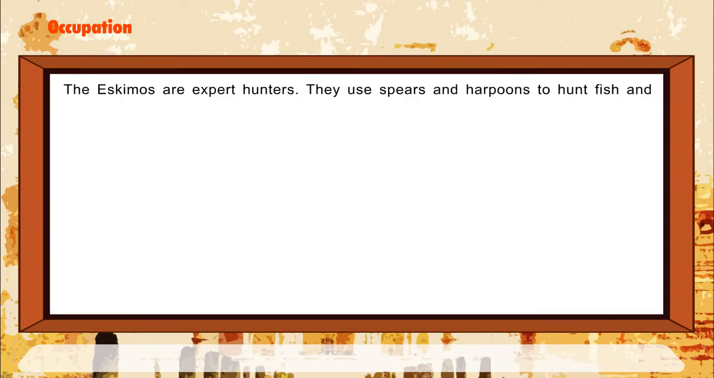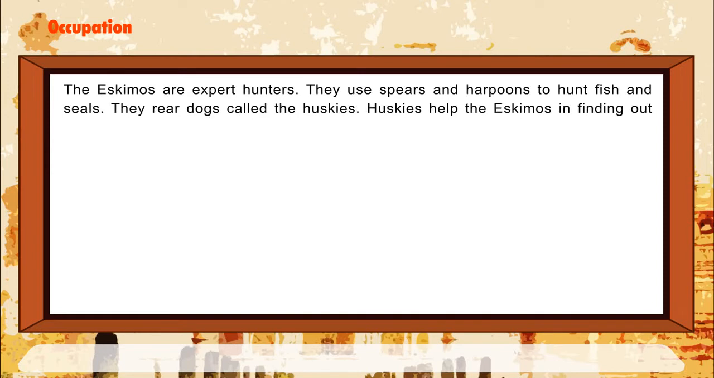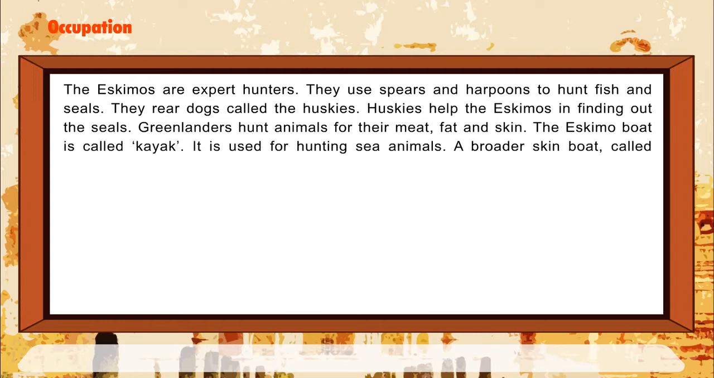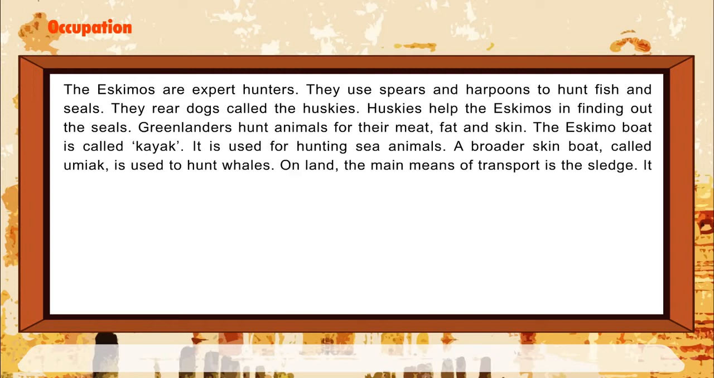Occupation. The Eskimos are expert hunters. They use spears and harpoons to hunt fish and seals. They rear dogs called huskies. Huskies help the Eskimos in finding the seals. Greenlanders hunt animals for their meat, fat and skin. The Eskimo boat is called a kayak. It is used for hunting sea animals. A broader skin boat, called umiak, is used to hunt whales.